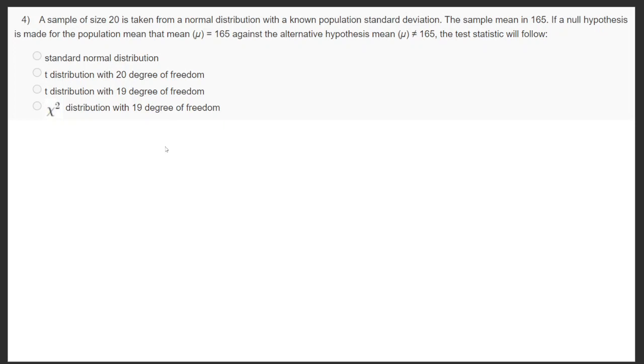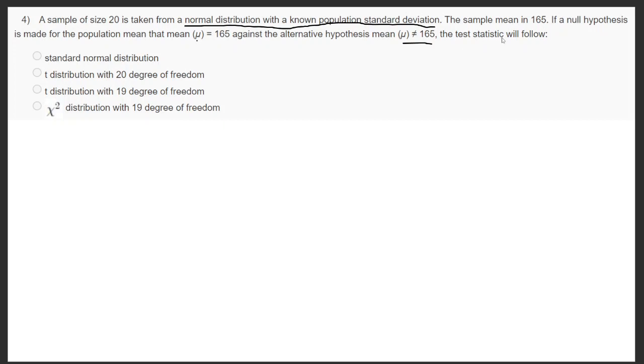Going to the fourth question. A sample of size 20 is taken from a normal distribution with a known population standard deviation. The major thing you have noticed is a normal distribution with known population standard deviation. The sample mean is also given, 165. So the null hypothesis is that the population mean is 165, against the alternative hypothesis, mean is not 165.